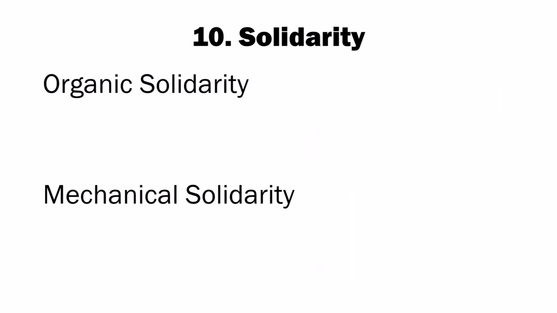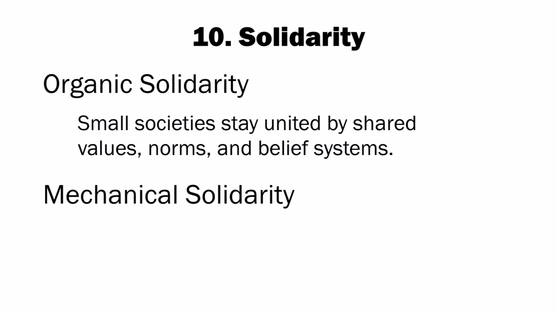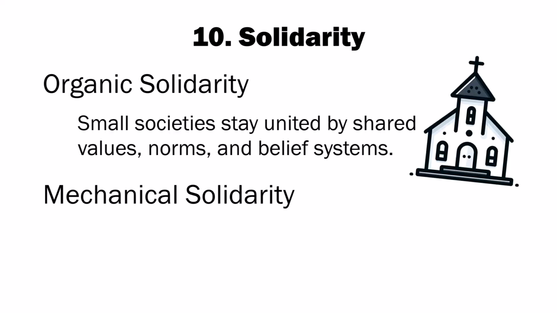We can break this down into 2 forms, organic and mechanical. Durkheim thought that small and large societies hold themselves together in 2 distinct ways. Smaller societies tend to have organic solidarity. By this, he means that people in small societies generally have very close-knit sets of beliefs, values, and norms, which give people a sense of deep solidarity with one another. Take, for example, small monocultural societies who are all drawn together by their church.